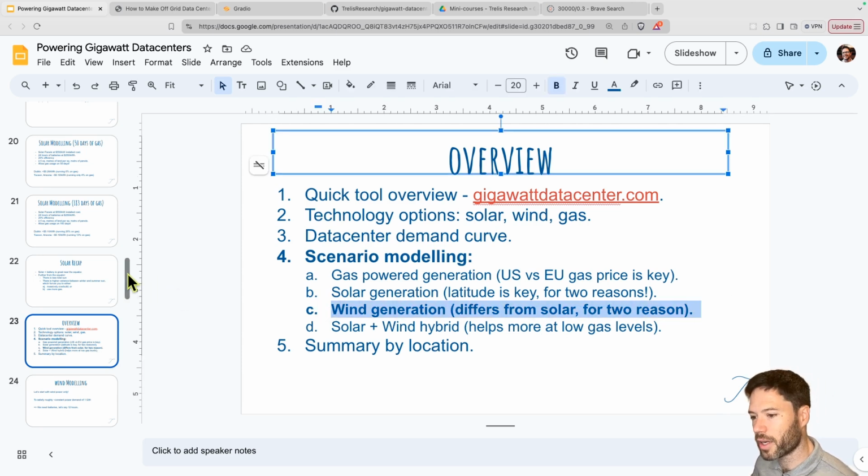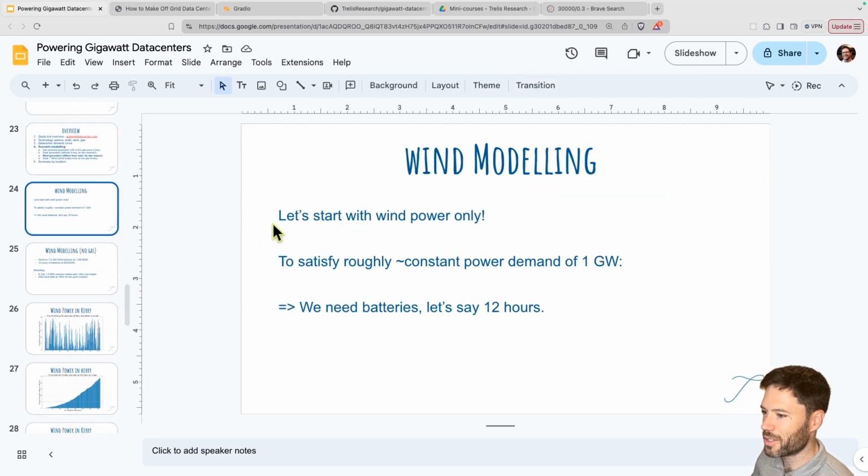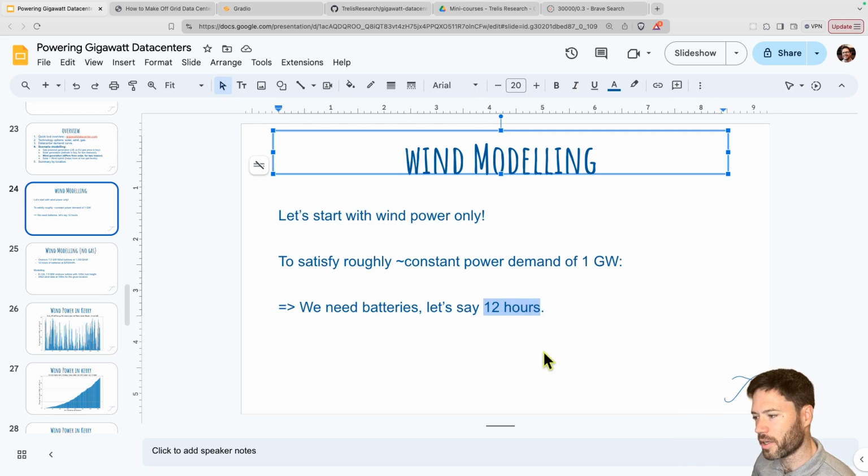And you'll see a lot of my analysis mirrors what I did for solar. So we'll start again with wind power only, and we'll try and satisfy this demand of 1 gigawatt. This time we're going to loosen up the battery requirement a little bit because wind generally is blowing more consistently than sun. The sun is down during the night time, and wind is a bit better than that. The wind is not up for roughly 1/3 of the day. It's often closer to maybe 40%, or offshore it could be even above 50%. So in principle, you might be able to reduce your batteries.